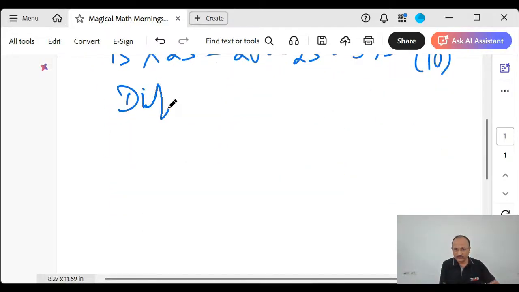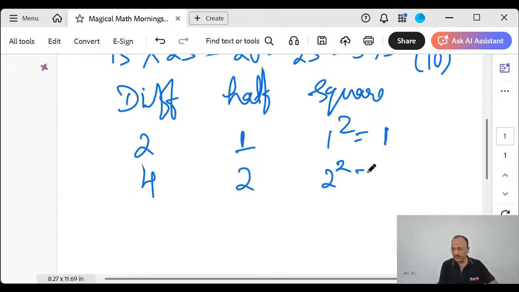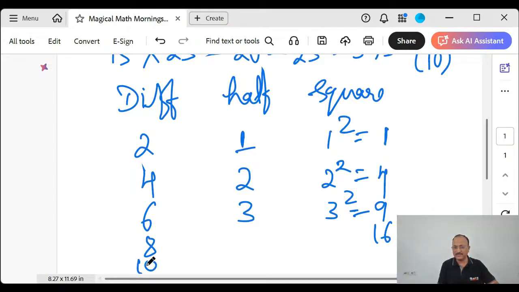When the difference is 2, you take half of it. What is half of this? 1. Its square you are going to subtract. That is 1 square equal to 1. Difference is 4 means half is 2, and its square, 4, we are going to subtract. Yes, the square of half. Difference is 6 means half is 3, and 3 square is 9 we are subtracting. Difference is 8 means 4 square, that is 16, we subtract. Difference is 10 means 5 square, that is 25, we subtract.